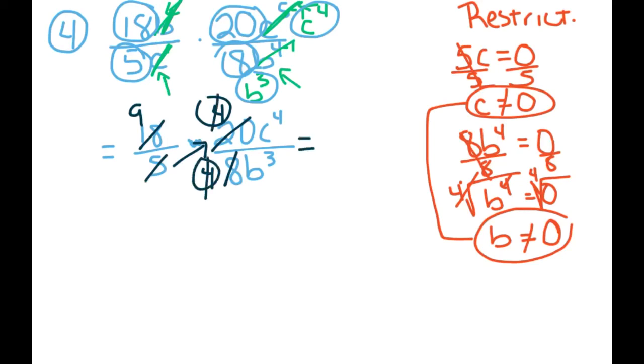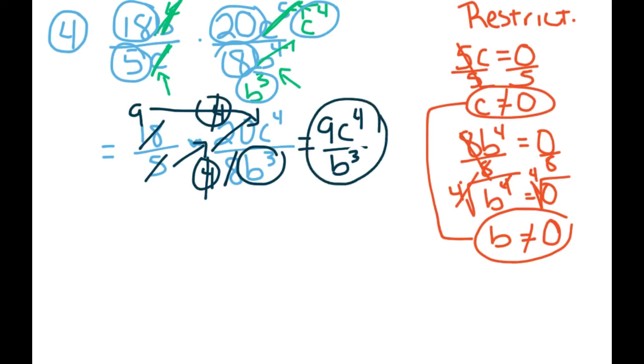So I've got 9 times c to the fourth. And all I've got left on bottom is b cubed. That's a 3 on bottom, sorry. My 3 is not wanting to write. There we go. This is my final answer.